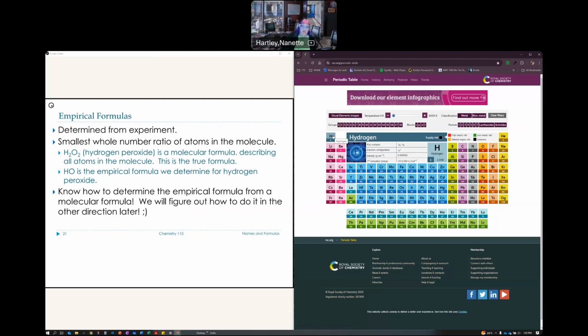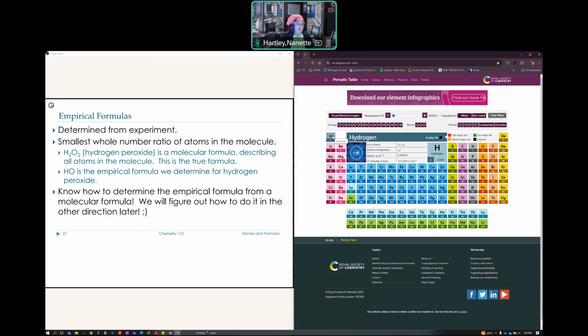Those formulas are typically determined by experiment. So we can take this thing and put it into what we call a calorimeter, and we can burn it to understand how much of what components are in it. And we can get a relative distribution of how much of it is there. So I can see that half of it is hydrogen, half of it is oxygen. Okay, so we understand that that empirical formula must be 1 H and 1 O. We'll talk about how we do that in a bit.